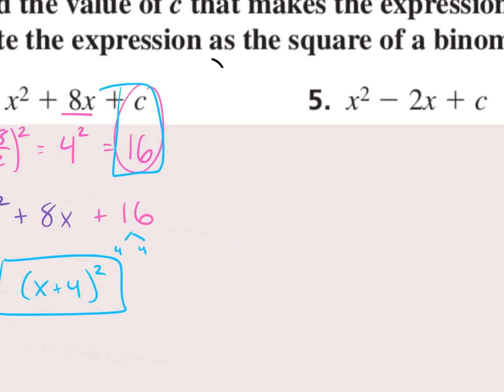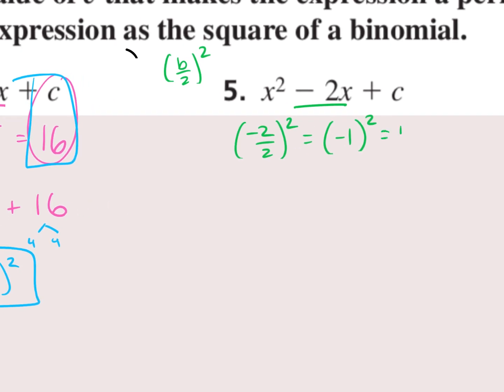All right, let's look at 5. So what's the little formula that we use to complete the square? b over 2 squared. And what's our b here? Negative 2. So we have negative 2 over 2 squared. What's negative 2 over 2? Negative 1. And negative 1 squared? 1. So 1 is our value of c that completes the square.